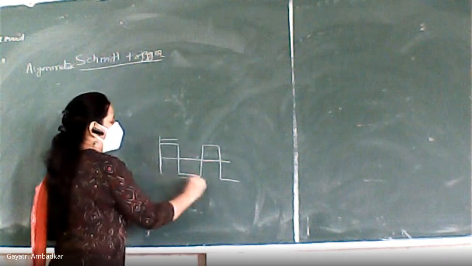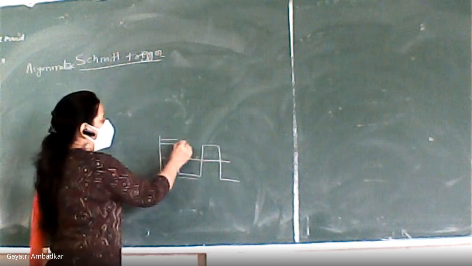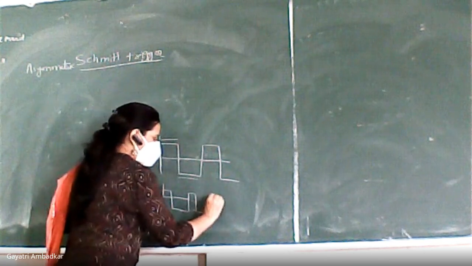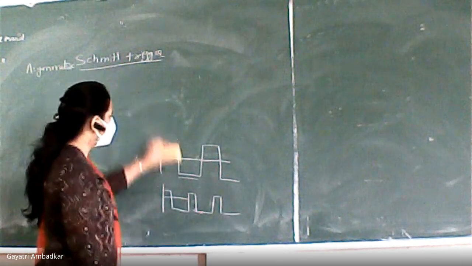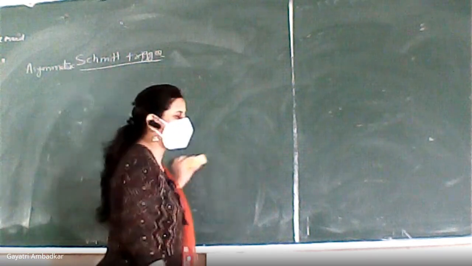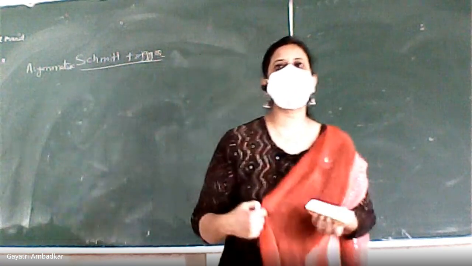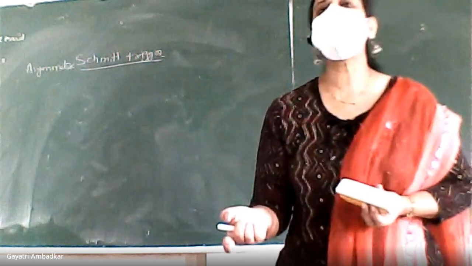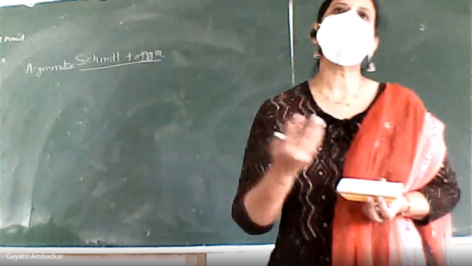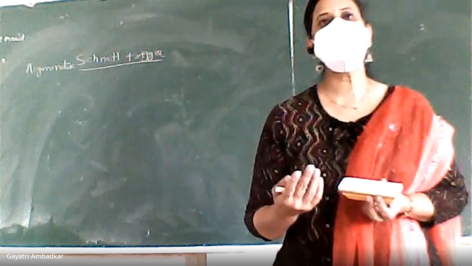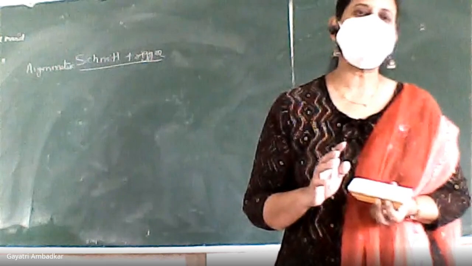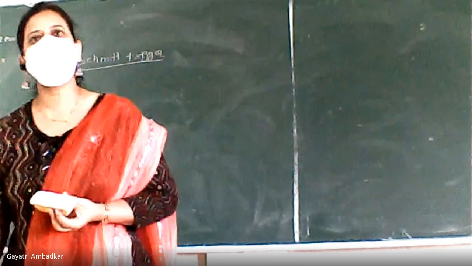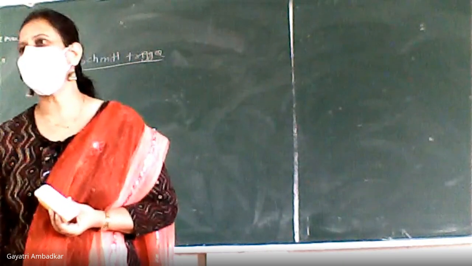This and this period were the same. Now I can have different periods, like one shorter and another longer, like this. Now when is it possible? When your triggering voltages are different. In the previous case, our VUT was equal to VLT in magnitude. Even though they had opposite sign, their magnitude was the same. Now, in asymmetric Schmitt trigger, we will have both magnitudes different. VUT and VLT magnitudes will be different.